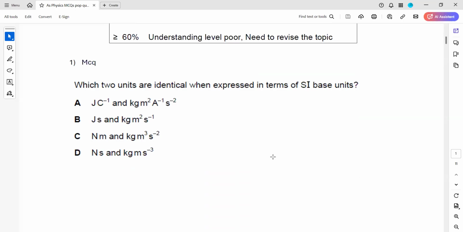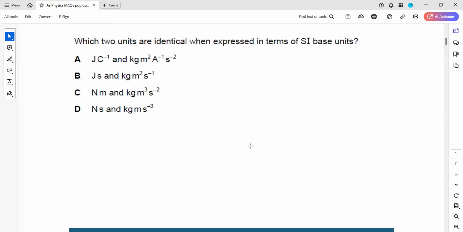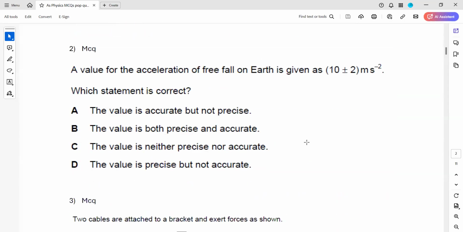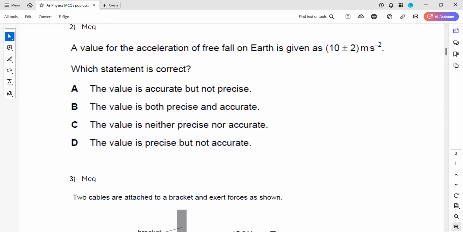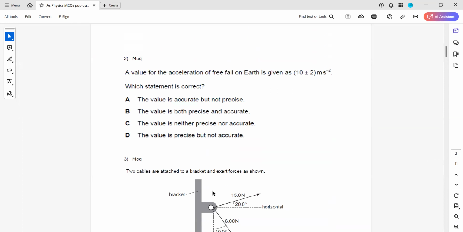The MCQs. If you have any doubt in question one, question number one, any doubt? Question two, question three, any doubt? If you have doubt, feel free to ask your doubts. You can just mention the question number and I'll discuss that question specifically. Question number three, okay.